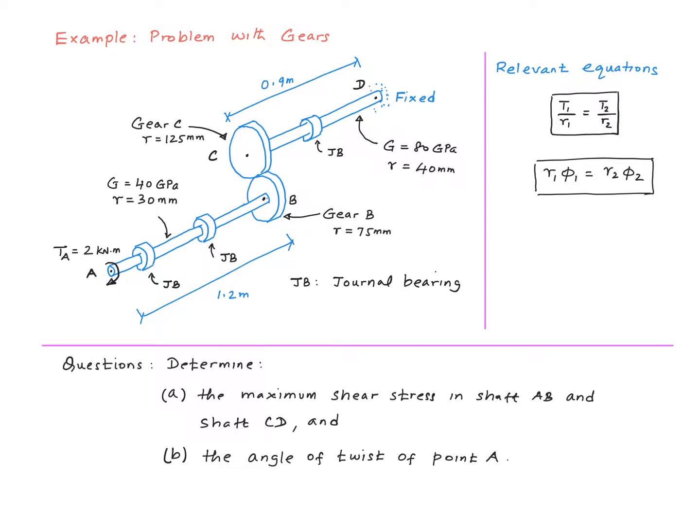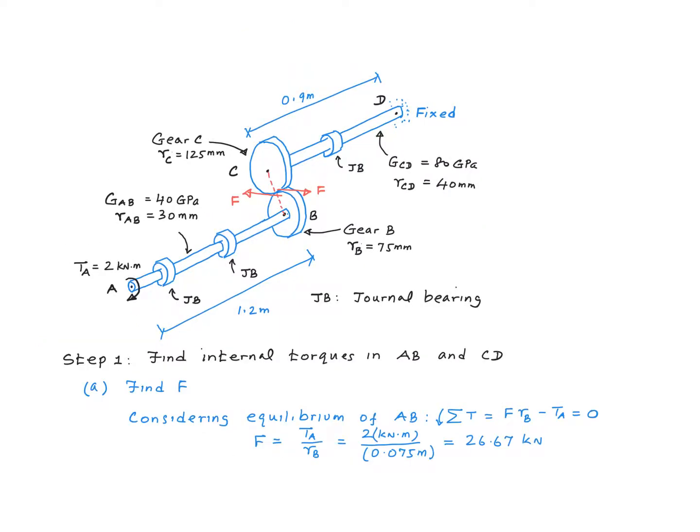The questions are to determine the maximum shear stress in shaft AB and shaft CD and the angular twist of point A. We do have these two relations that pertain to gears that we derived in the earlier slide. Alright, let's start working on this step by step. First, we want to find the internal torques in the two shafts, AB and CD. As part of that, first I want to find the contact force F between the two gears.